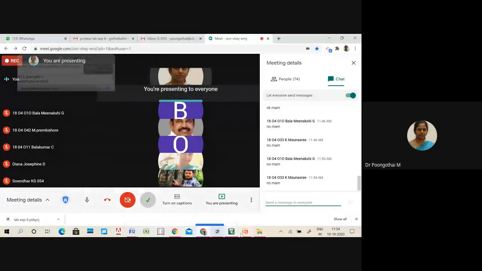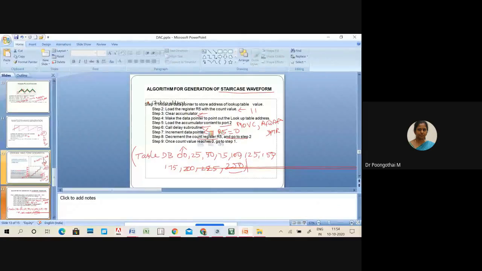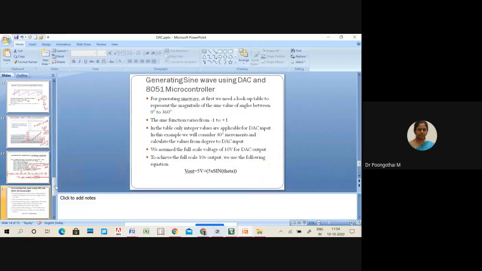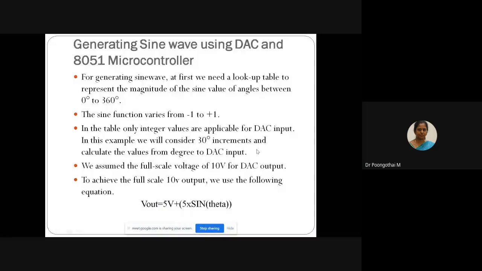So next one is the sine waveform. The logic of the sine waveform is very similar to your staircase. Similar to staircase waveform generation, here we need to form a lookup table to represent the sine wave angle between 0 to 360 degrees. So we will consider 30 degree increments here, for each point.